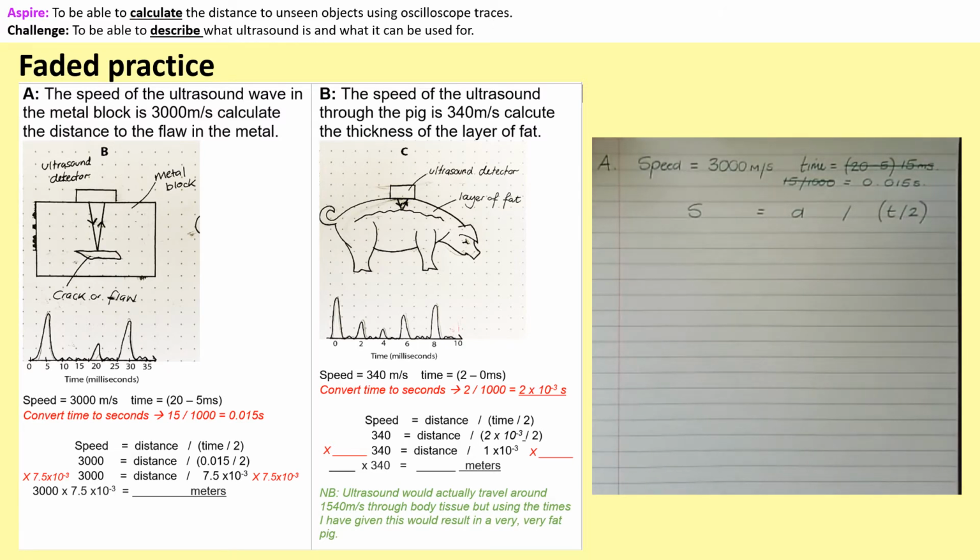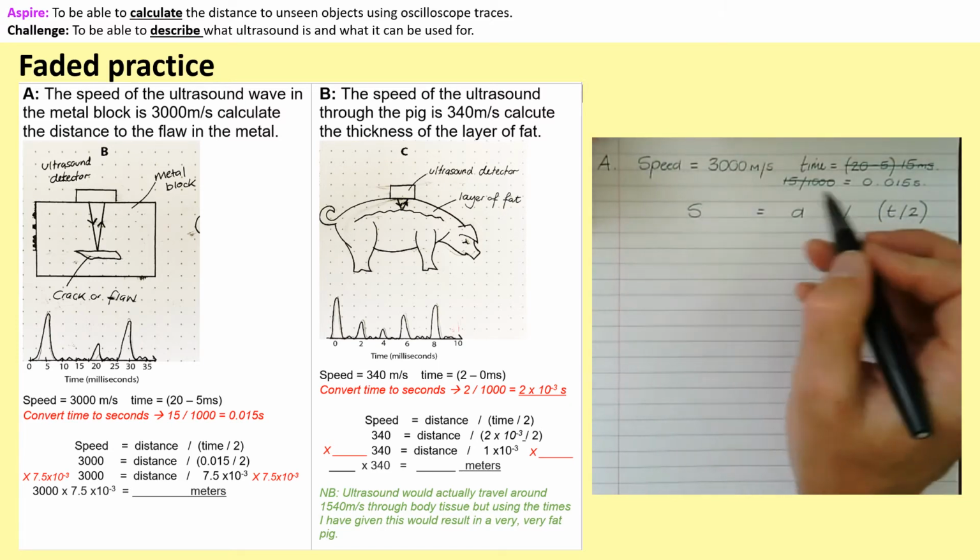And remember, that's because on the oscilloscope, the ultrasound was sent out, it hit the crack, and then it came back. So that 0.015 is actually the time there and back. So we have to divide it by 2 to find the time just to there, because we only want the distance to the object, not there and back. So let's substitute in our values now.